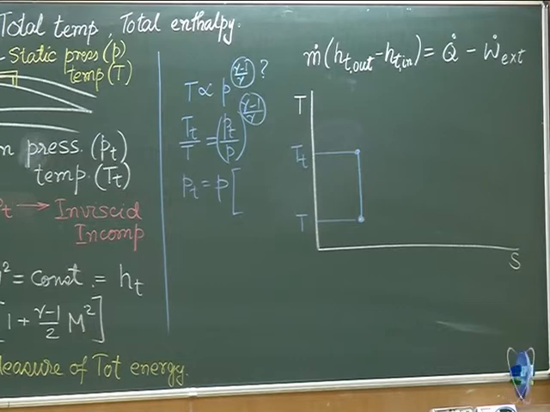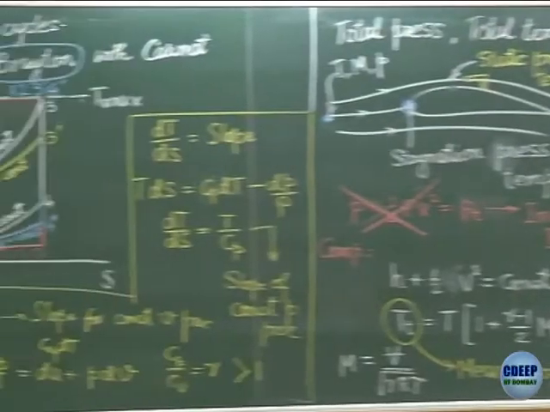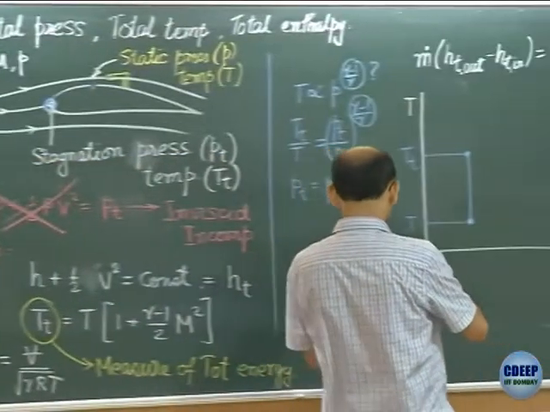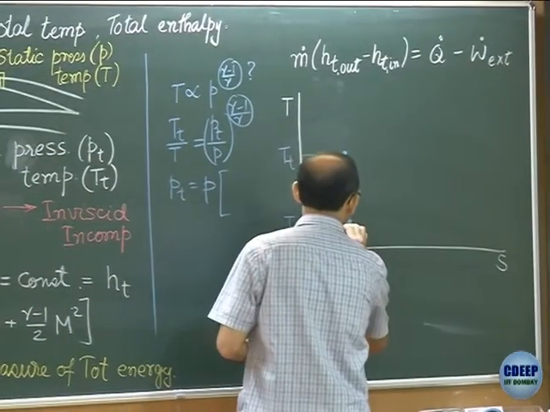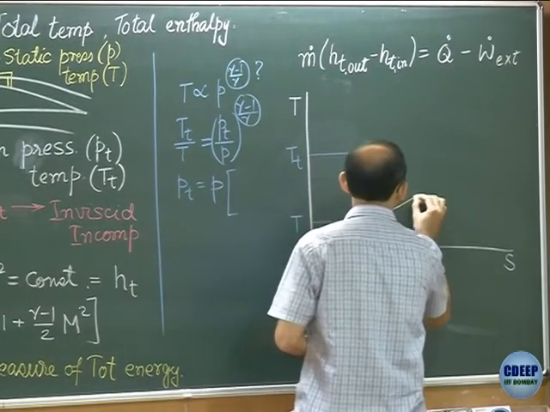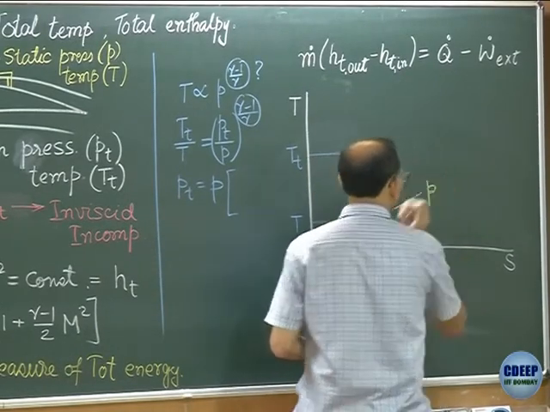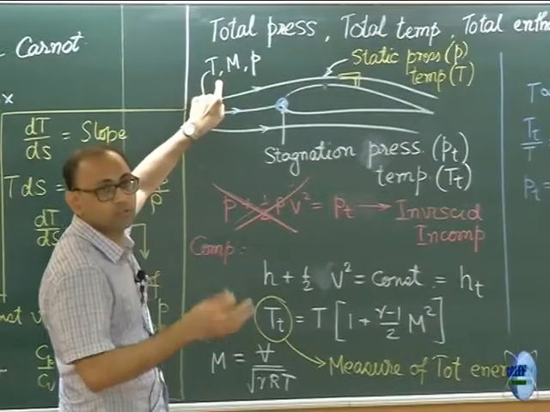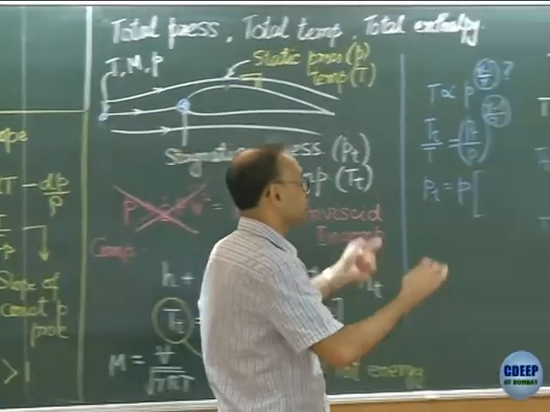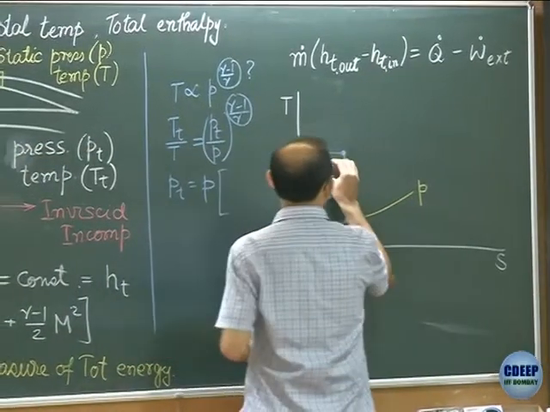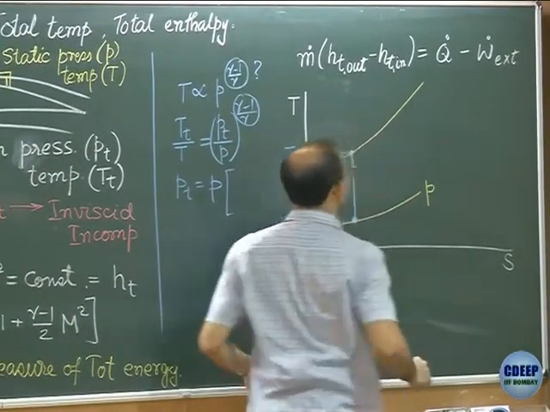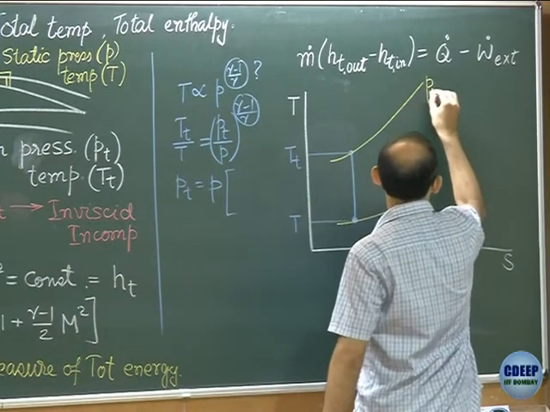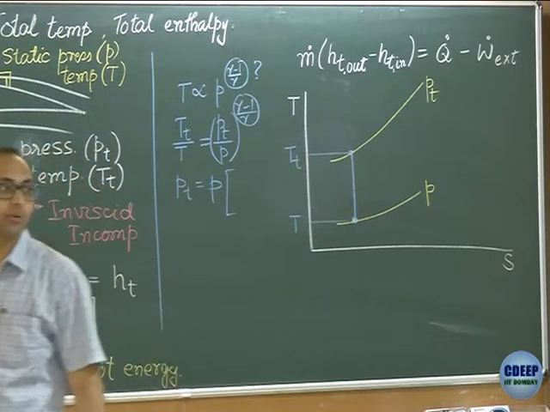And through every point I can draw a constant pressure line. So here is my constant pressure line for the value of static pressure, whatever the free stream pressure was. Was it atmospheric pressure? Fine, you can take the value of atmospheric pressure and draw the constant pressure line. And here is the other, this line corresponds to another constant pressure, but the value is total pressure.